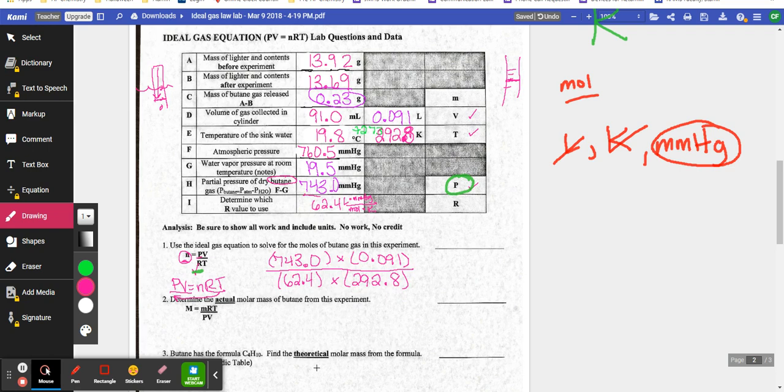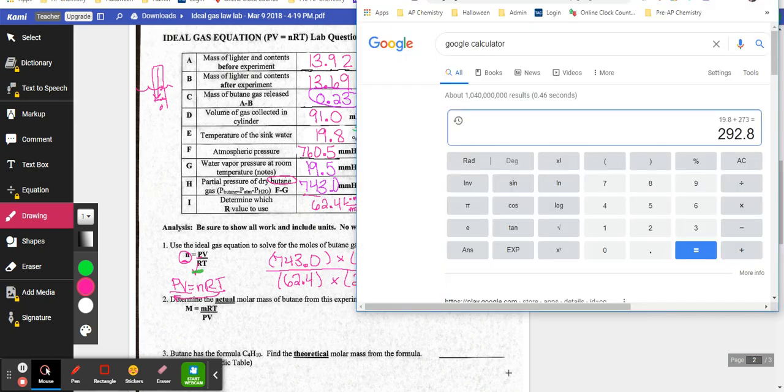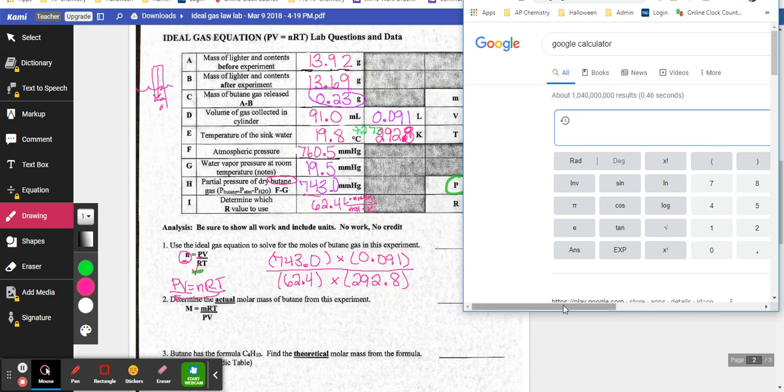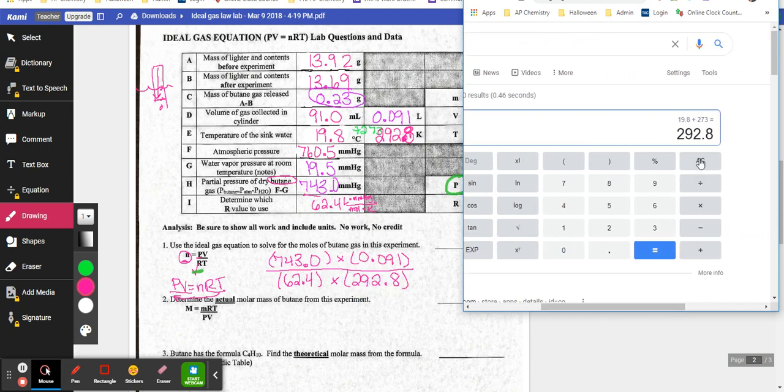Now, I know I put a lot of parentheses in here, so let me show you when you go to type this in how easy it will be, okay? So we're going to go ahead and clear that out. All right, so we're going to start with our top line. We're going to say 743.0. We're going to multiply it by 0.091. That's our whole top line.